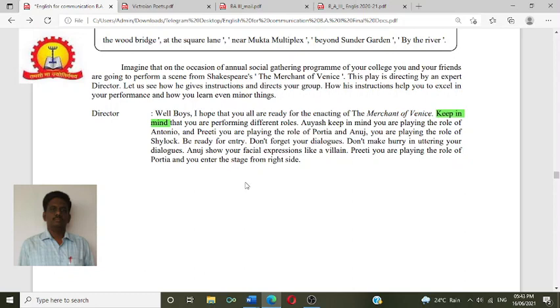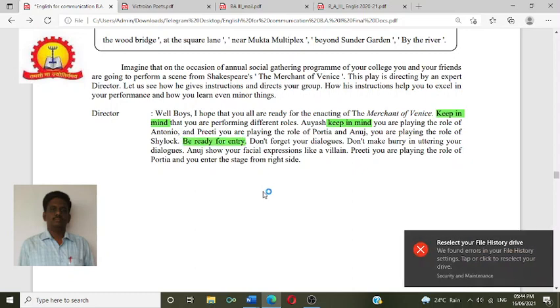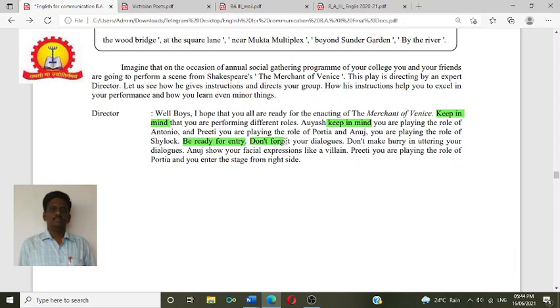Ayush, keep in mind you are playing the role of Antonio. So this is keep in mind. Again, the same expression is repeated here. Preeti, you are playing the role of Portia, and Anju, you are playing the role of Shylock. So he is also giving instructions regarding their roles, reminding them that they were playing different roles. Then see, be ready for the entry. Very important. Be ready for the entry. Don't forget your dialogues.